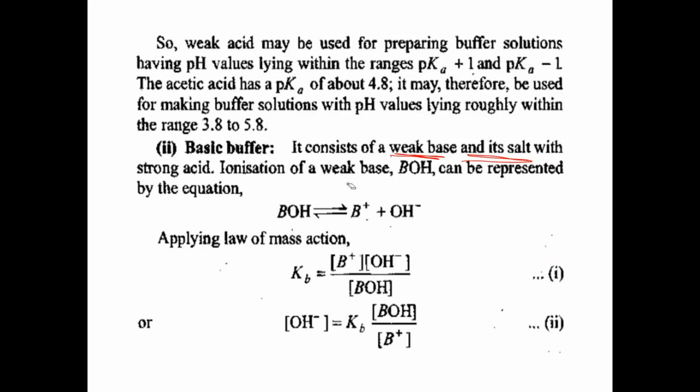And ionization of a weak base, BOH: let it be a weak base, BOH, giving B plus cation and OH negative anion. So BOH, the weak base molecule, dissociates incompletely into B plus cation and OH minus anion. Is that clear now? Next, applying the law of mass action, Kb is equal to B plus OH minus by BOH. OH minus is equal to Kb into BOH by B plus.